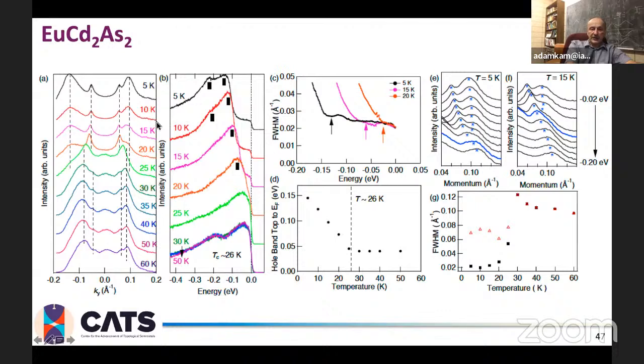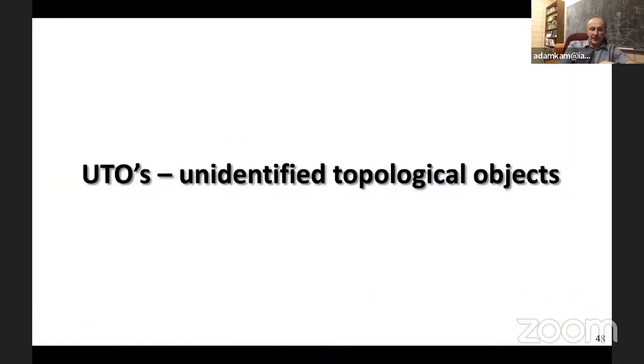This is some more detailed data demonstrating the shift of the fully occupied band as a function of temperature and suppression of the scattering rate. And as I mentioned before, the point at which the suppression occurs is determined primarily by the location of the fully occupied band.